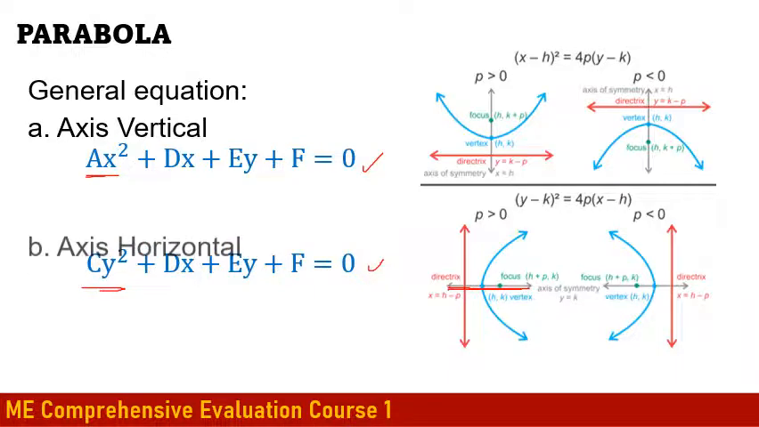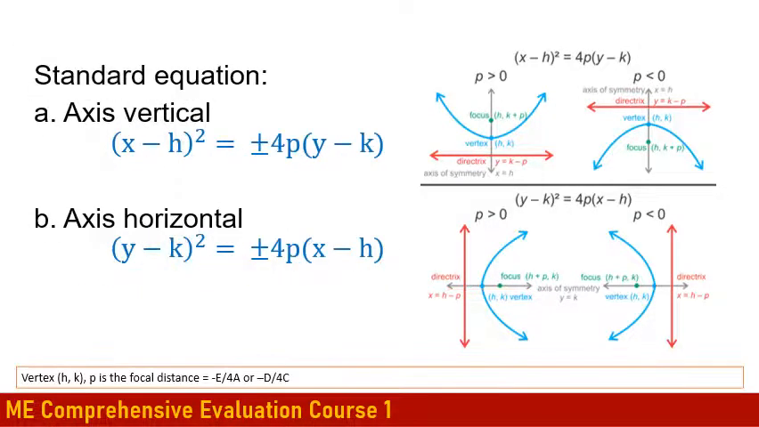So we have the vertical axis and we also have a horizontal axis parabola. If we have the general equation, we also have the standard equation. For the standard equation, when the axis is vertical, this is how we can write the standard equation. So now the x squared is present, the y squared is not present. If the axis is horizontal, you can see that the y squared here is present, the x squared is not present.